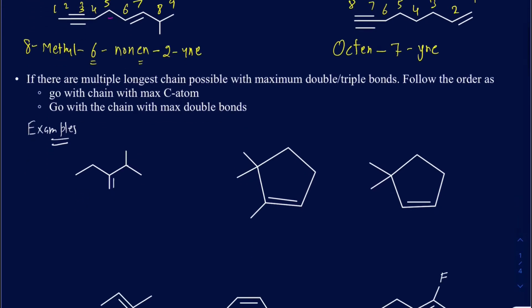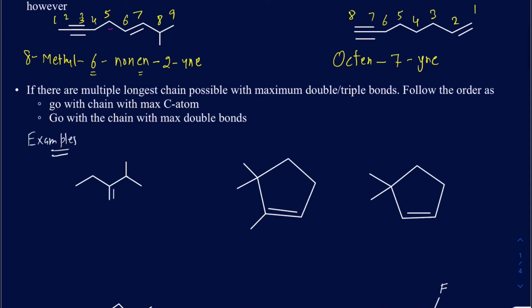Okay, well, sometimes you may get into a complicated problem where you have multiple possibilities of the longest chain, and if that's the case, you want to follow this order. So if you have multiple possibilities, go with the chain. Obviously, you want to make sure you get the maximum double bond and triple bond. Go with the chain that has max number of carbons, and if that doesn't help, then go with the chain that has max double bonds, and that usually helps.